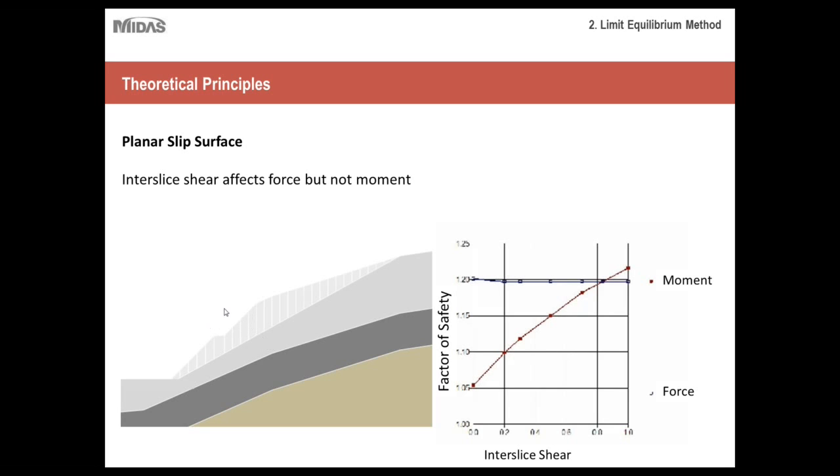you get some resistance. So if you were to apply a rotational force like this, you get some resistance in between the slices themselves, and against the surface of the slope. So that's why the force increases as the interslice shear increases.